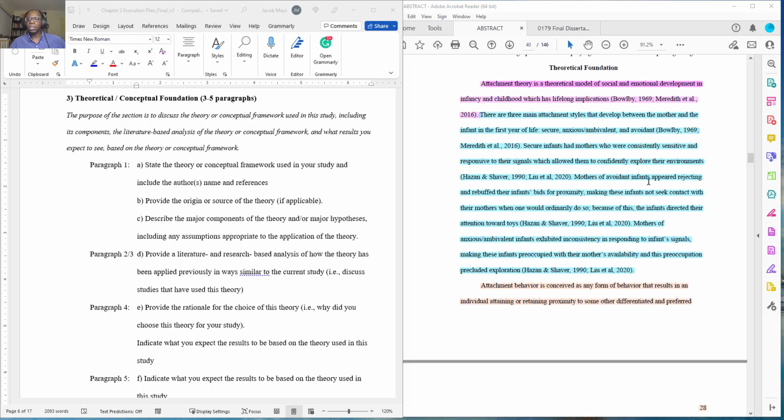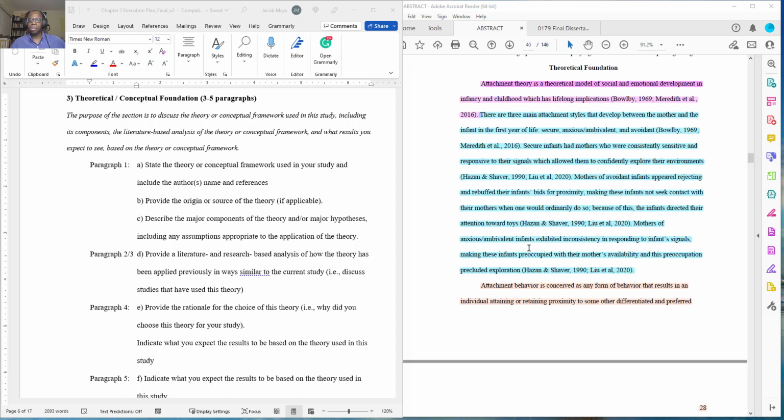Mothers of avoidant infants appeared rejecting and rebuffed their infants' bids for proximity. Okay, making these infants not seek contact with their mothers when one would ordinarily do so. Because of this, the infants directed their attention towards toys.